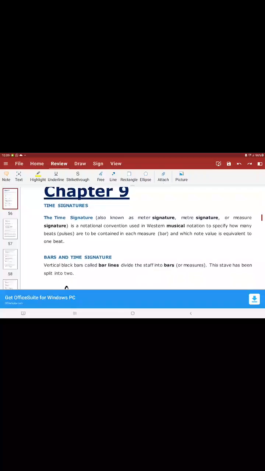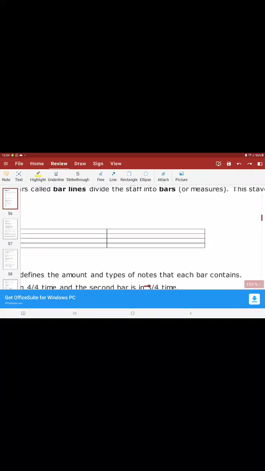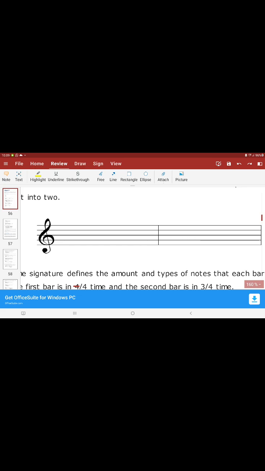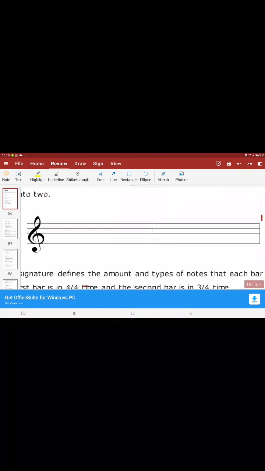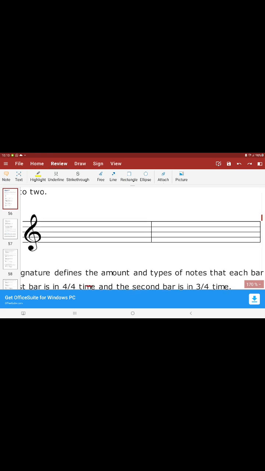Now, before we talk more about time signature, there is a need for us to talk about bars. What are bars? Remember, we talked about the stave being 5 equally spaced horizontal lines. Now, you can see the stave before you has vertical lines. What are these vertical lines? These vertical lines are called bar lines. That is, the vertical lines across a stave.